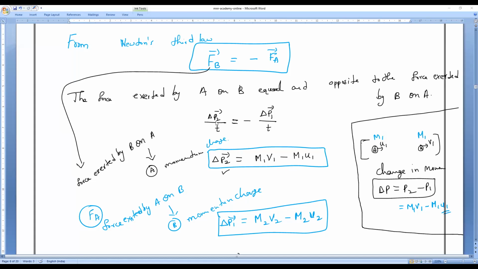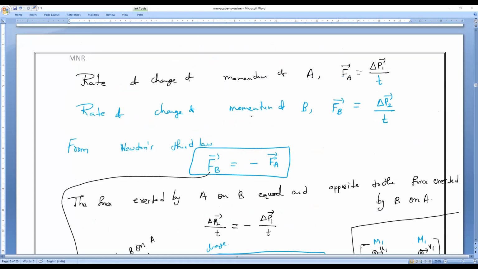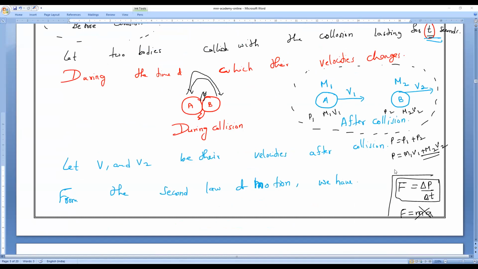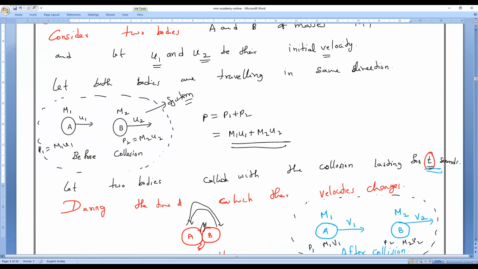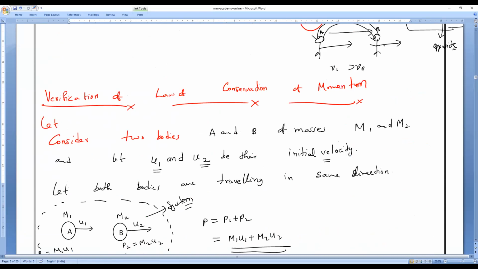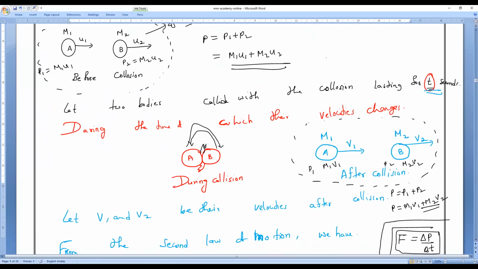This is only called the verification of the law of conservation of momentum. Anybody having any doubt, you can ask me, or else you can start solving very slowly and clearly. So which is always true? Newton's second law of motion: F equals delta p by delta t is the law which is always valid. But F equals ma is not valid always. Is it okay, guys? So remember that. Okay, so this is verification of conservation of momentum. Please solve it neatly, and you learn it also.